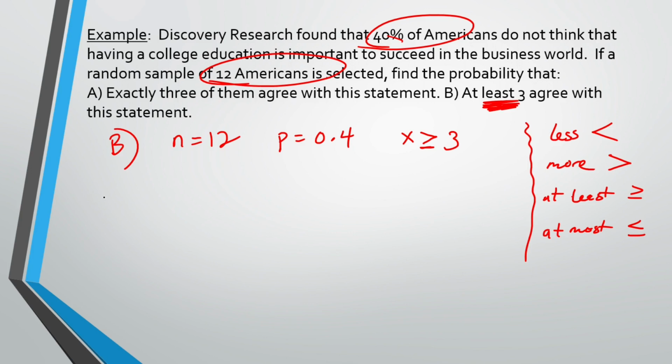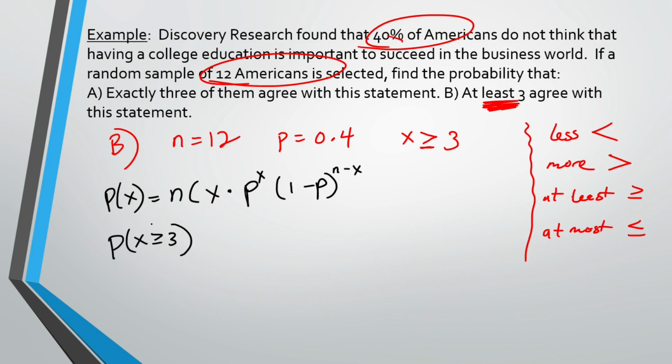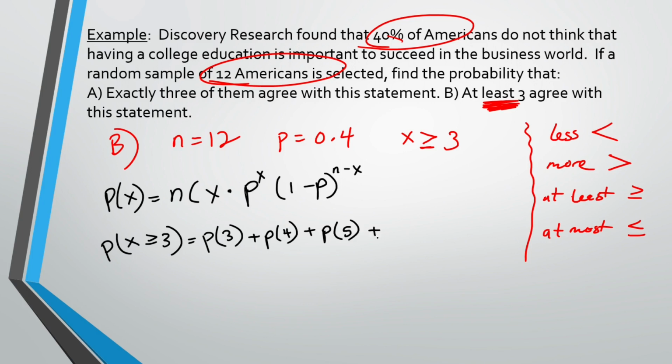Let's remind ourselves of the formula. P of X equals N choose X times P raised to the X times the quantity 1 minus P raised to the N minus X. We'll plug in X. P of X is greater than or equal to 3. In this case, we have an inequality, so I'll put the entire thing inside the parentheses here. That means I want to find the probability of 3 plus the probability of 4 plus the probability of 5 all the way to the probability of 12.